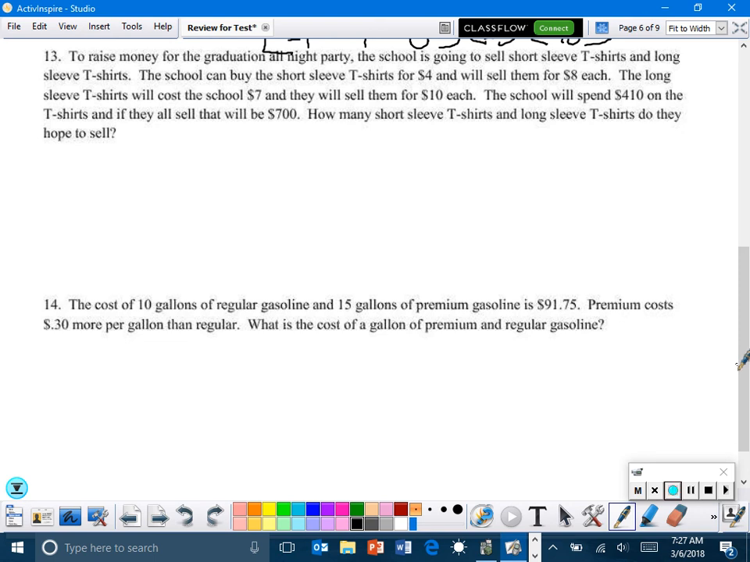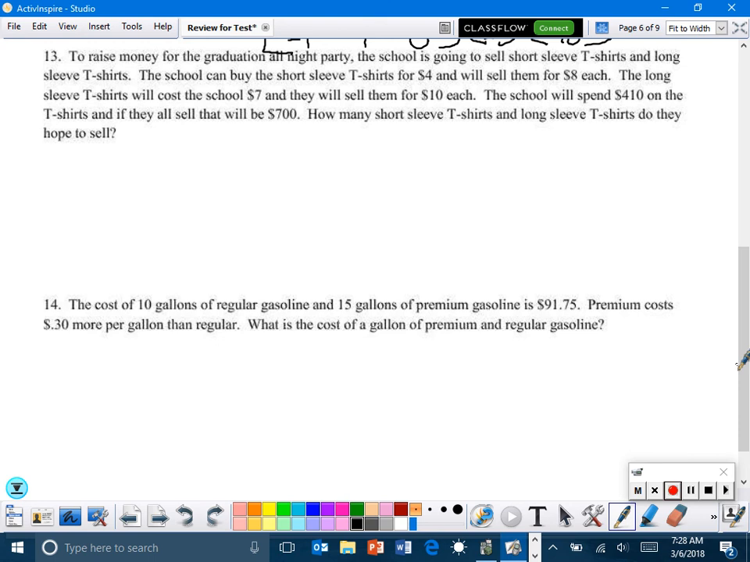To raise money for the graduation all-night party, the school is going to sell short sleeve t-shirts and long sleeve t-shirts. The school can buy the short sleeve t-shirts for $4 and will sell them for $8. The long sleeve t-shirts will cost the school $7 and they will sell them for $10. The school will spend $410 on the t-shirts and they will sell them for $700. How many of each?